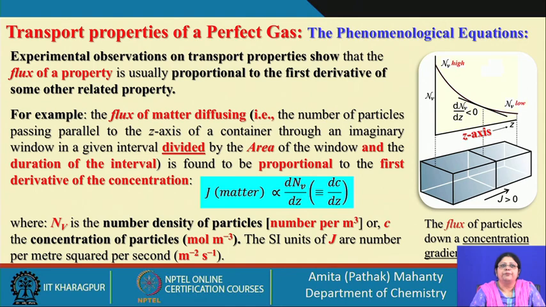Okay? So just have a look at what we are going to discuss now. These are all extensions of the various phenomenological equations. Experimental observations on transport properties show that the flux of a property is proportional to the first derivative of some other related property. That is what we were just now discussing. Whenever a transport process is taking place, experimental observations show that the flux of any particular property is proportional to the first derivative of some related property. First derivative means the gradient, or rate of change with distance. Okay, the change with distance is also what we are going to look into. It is the same as the first derivative.